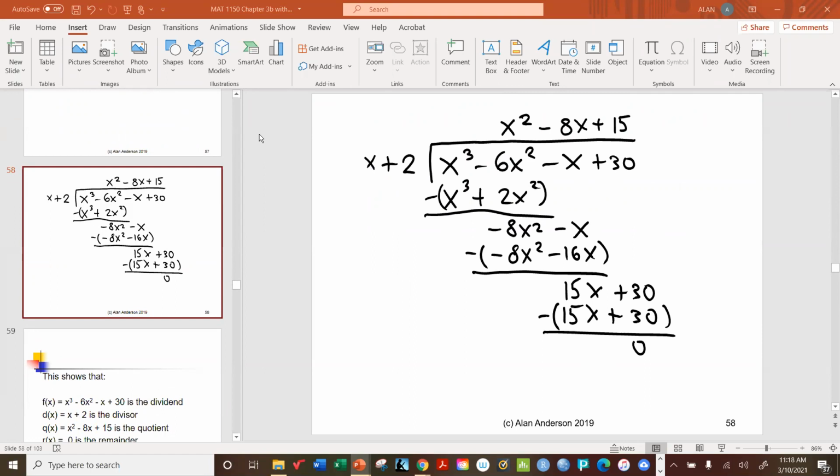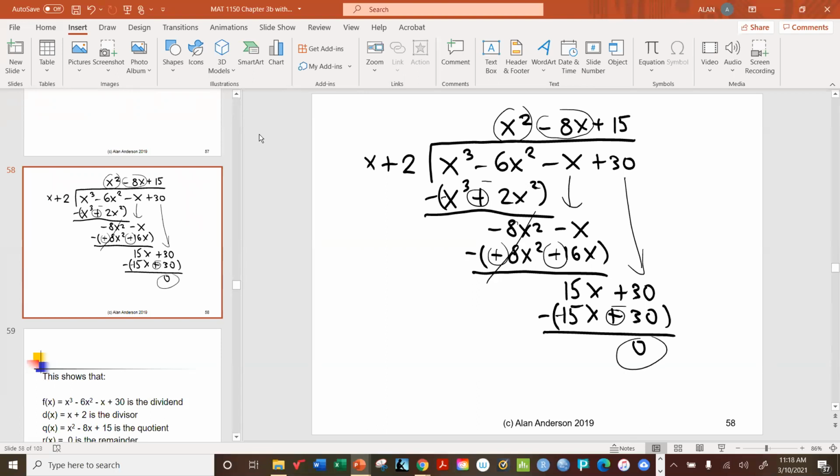First, we needed to get rid of this x cubed. So we multiply by x squared here. So we have x cubed plus 2x squared. Subtract, we have negative 8x squared. Bring this down. We now need to get rid of this negative 8x squared. So we'll try negative 8x. And that will give us negative 8x squared minus 16x. These become positives. These drop out. 15x plus 30 comes down. Oh, yeah, that worked out beautifully, didn't it?